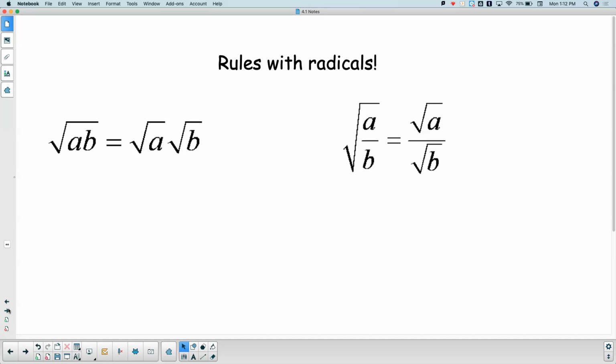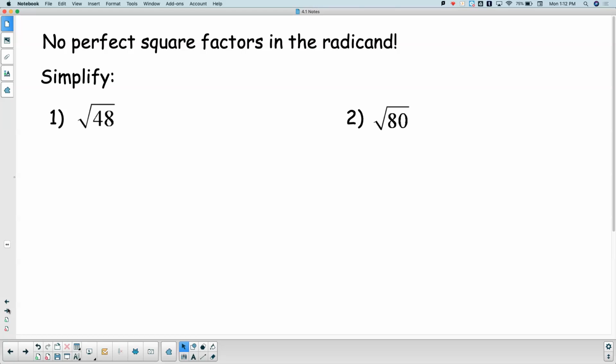So let's talk about our three conditions for having a simplified radical. Condition number 1 said, no perfect square factors in the radicand. So we need to simplify the square root of 48. Now, there are many different ways that you can go about simplifying a radical. I am not set on one way.